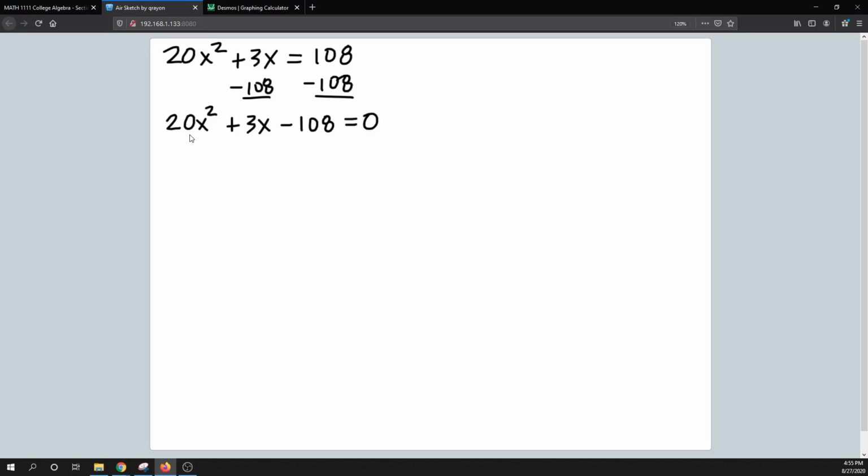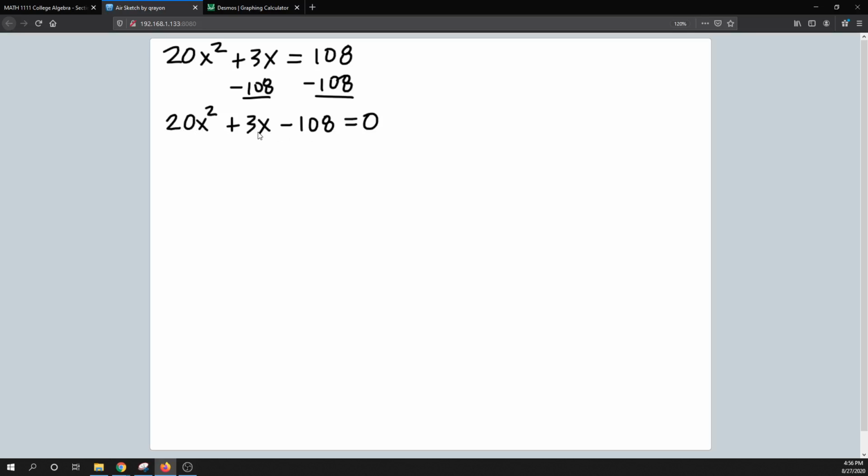So looking at this, the numbers, I have 20 and 3. Right off the bat, they don't have any common factor. So number wise, the greatest common factor is going to be 1. And then there's no x. This 108 doesn't have an x. So the greatest common factor here is 1, which is not going to help anything. All right, next up, looking at the number of terms, I've got 3 terms here.